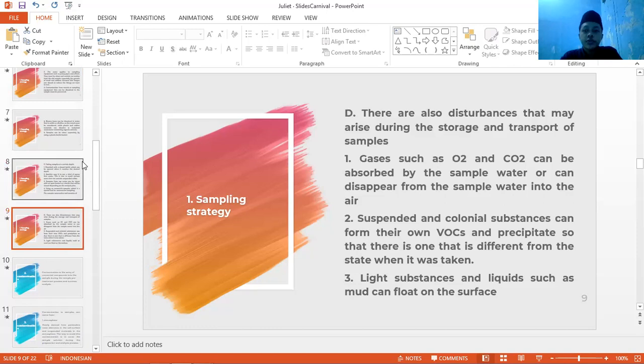D. There are also disturbances that may arise during the storage and transport of samples. 1. Gases such as O2 and CO2 can be absorbed by the sample water or can disappear from the sample water into the air. 2. Suspended and colloidal substances can form on their own and precipitate, so that the state is different from when it was taken. 3. Light substances and liquids such as oil can float on the surface.